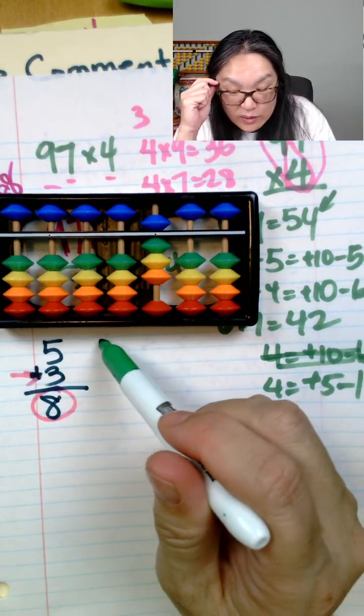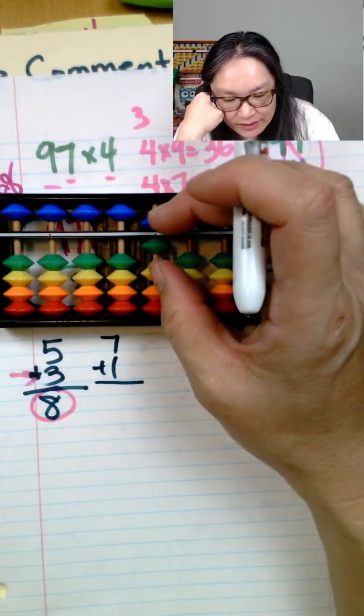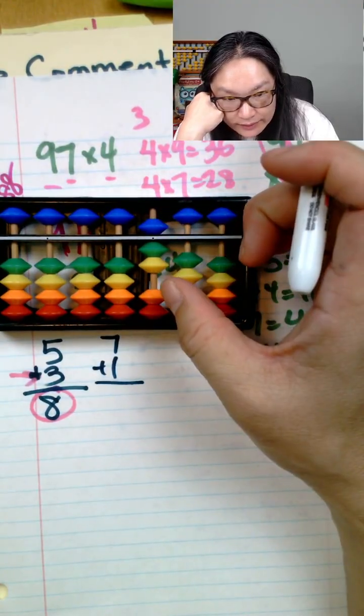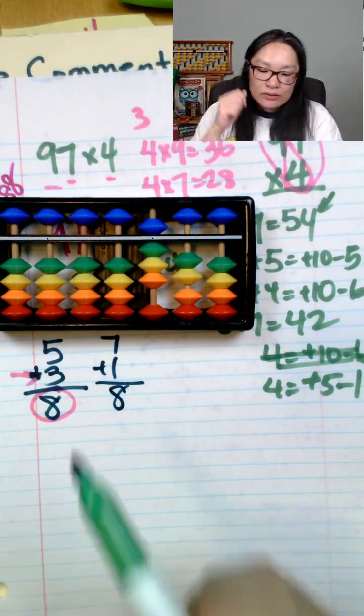The next question was 7 plus 1. Okay, 7 plus 1, that's easy. We do 7, and then we add the 1, right? And again, they're like, yay, it's 8!